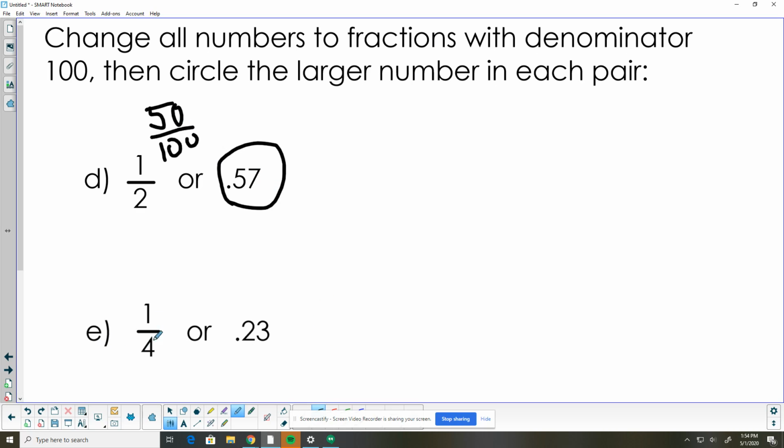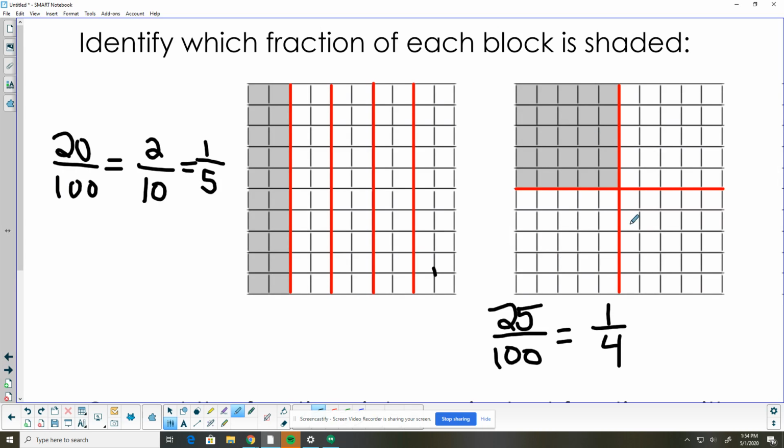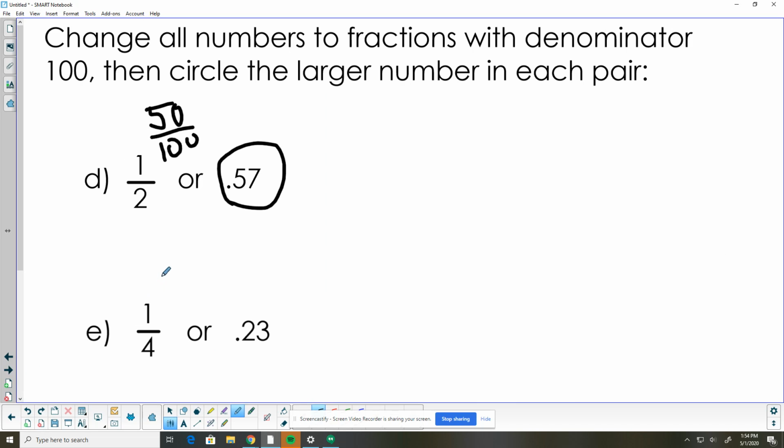What about 1/4 or 23 hundredths? Well, when I think about that 1/4, I know that 1/4 was the same as 25 hundredths. So if 1/4 is the same as 25 hundredths, which is larger, 1/4 or 23 hundredths? 1/4 is larger.